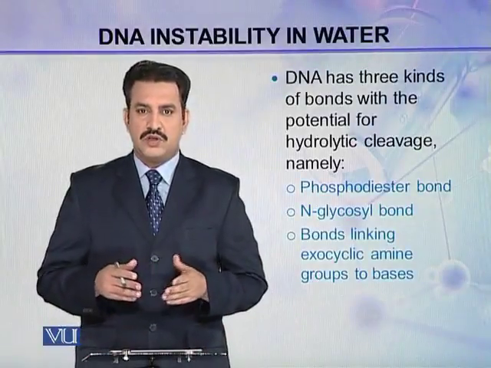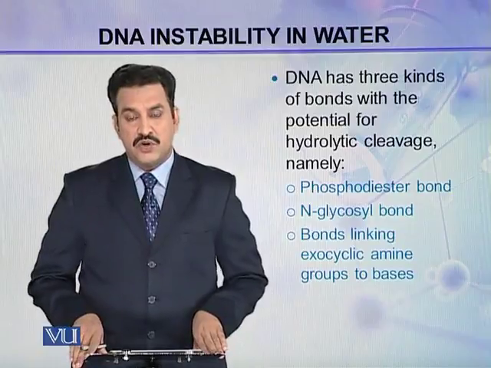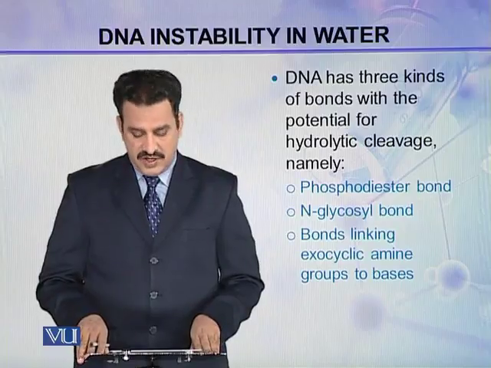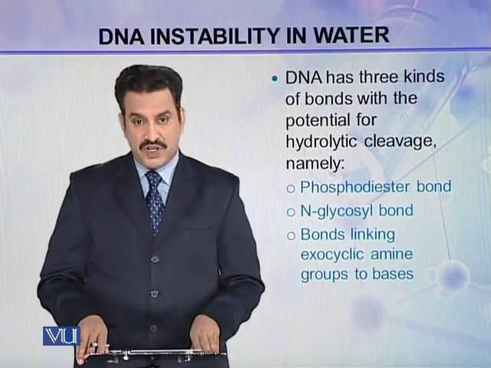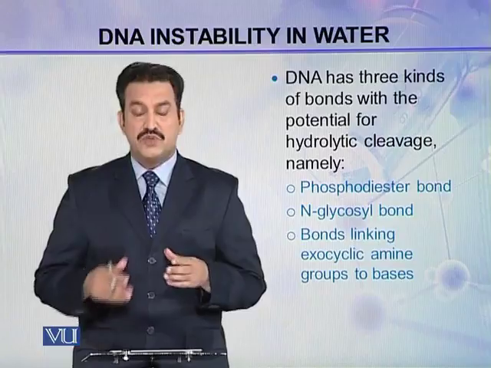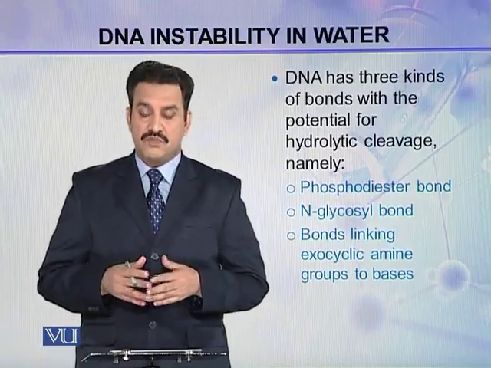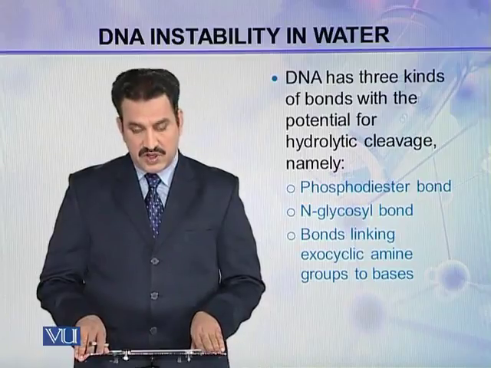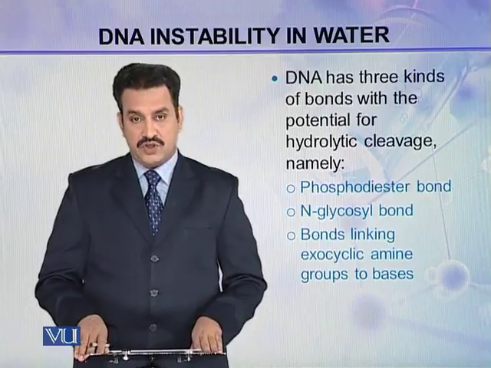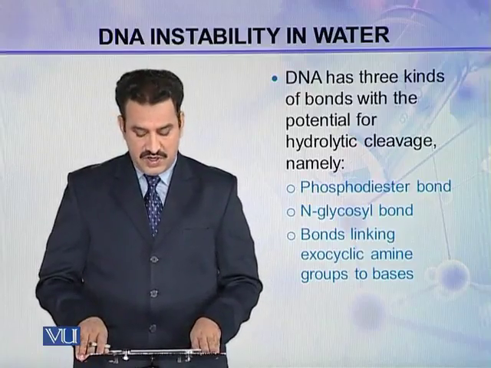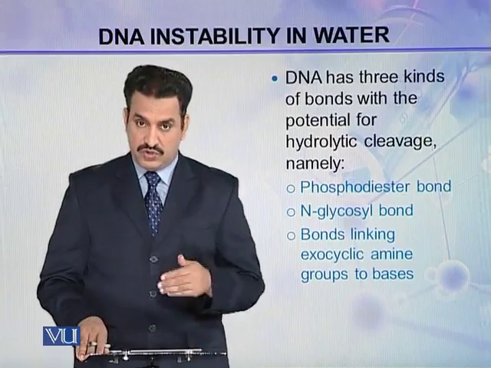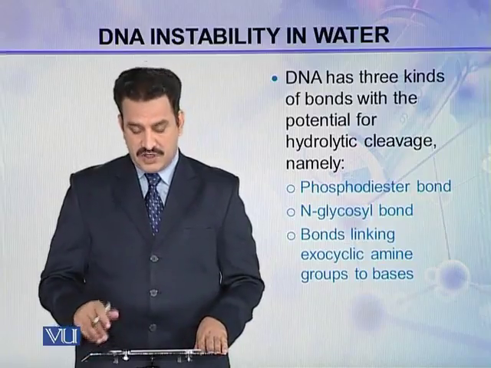DNA also shows some degree of instability when it is present in water. So DNA has three kinds of bonds with the potential for hydrolytic cleavage. This instability is mainly due to hydrolytic bond cleavage. So mainly three bonds are present in the DNA molecule which can be broken, and these are the phosphodiester bond, the N-glycosyl bond, and bonds linking exocyclic amine groups to bases. So these three bonds are prone to hydrolytic cleavage.